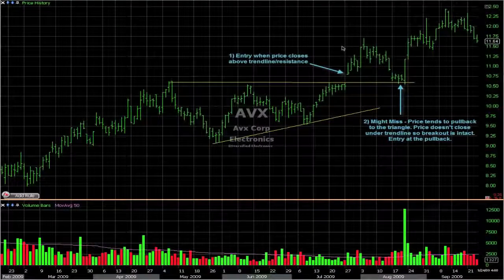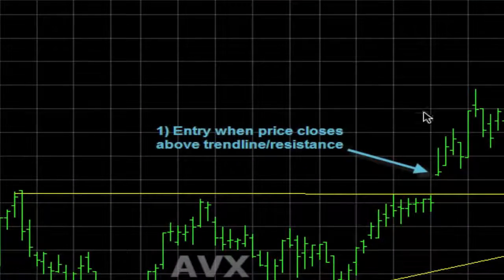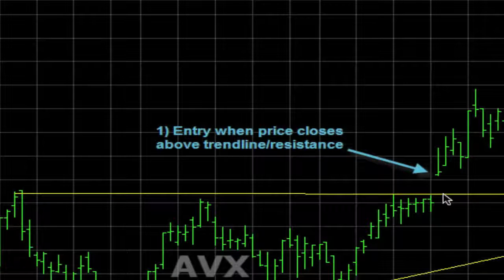Okay, you now know the requirements for this pattern, and you also know why and how the pattern works. It uses the psychology in trading. Let's look at the entries. The first entry is when you get the confirmation that it is a triangle. It's here, when it closes above the resistance, this resistance line and these 3 equal highs.